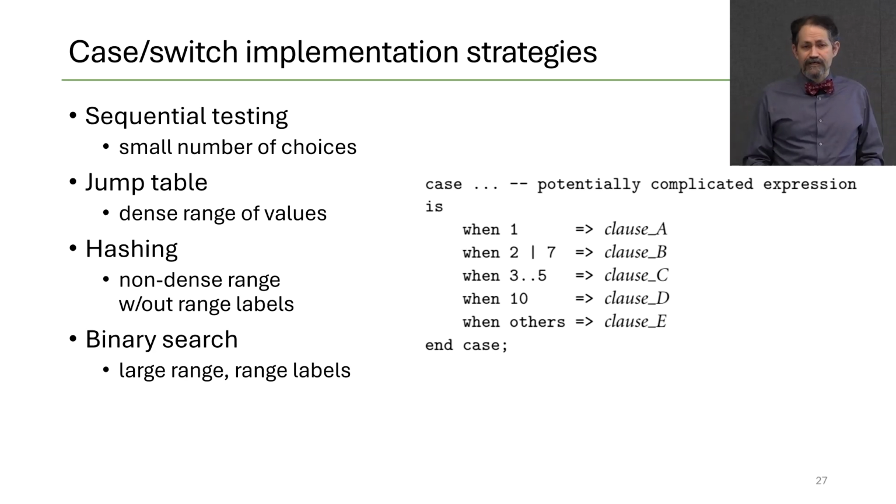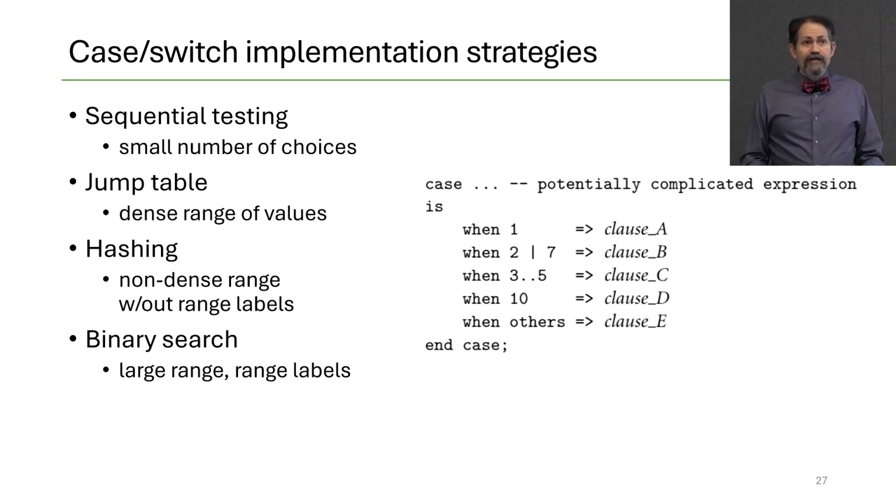Depending on the nature of our case, we might choose to compile this in different ways. If there's a small number of choices, then we might simply test sequentially against them. If there's a dense range of values, for example, an enumeration, and we're using every case in the enumeration, then a jump table might be an ideal implementation. We can just use the value associated with the enumeration as an index into a table and jump straight to the case we want, executing the case test in constant time.